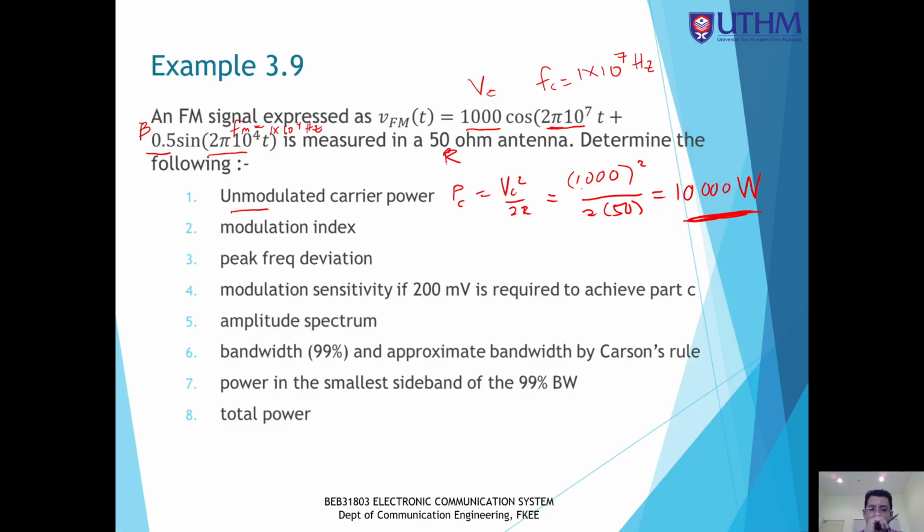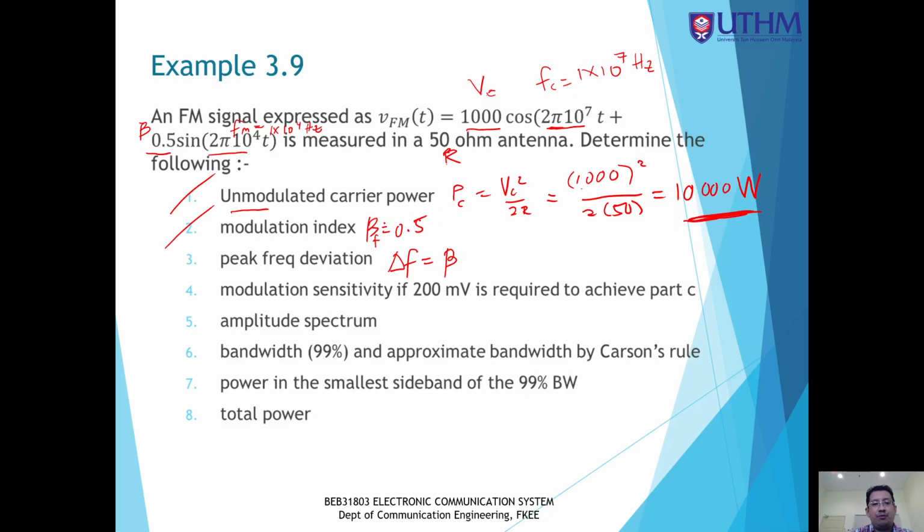Okay, so the next question is modulation index. Based on the given question, beta is equal to 0.5 straight away from the question. And then what? Frequency deviation. Frequency deviation is delta F. So delta F is actually equal to beta.